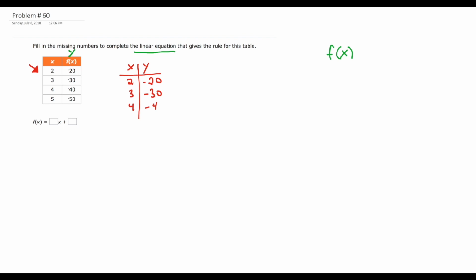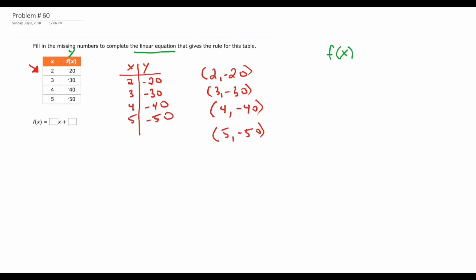No. I mean it kind of is a pattern, but that's not what you really want to know. All you need to know, like these are points. There's a point that's 2 comma negative 20. There's another point that's 3 comma negative 30. There's another point that's 4 comma what? Negative 40. And there's another point that's 5 comma what? 5 comma negative 50. All right.